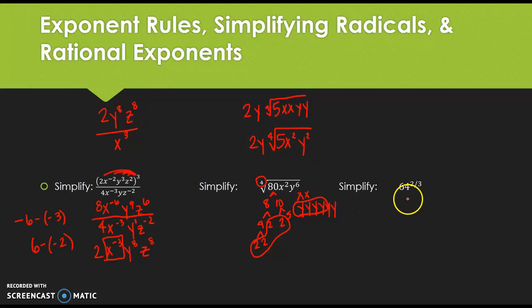And simplifying using rational exponents. Remember, with rational exponents, you've got to always think power over root. So if I rewrite 64 to the 2/3, that's the cube root of 64 squared. The cube root of 64 is 4. 4 squared is 16. And I'm done.